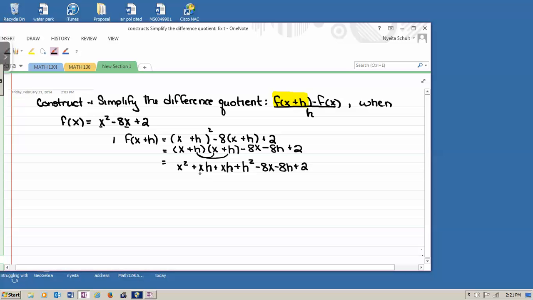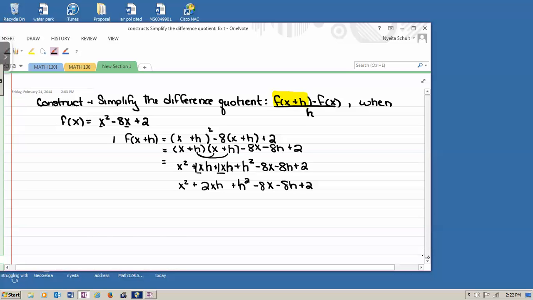Combining like terms, the only like terms we have are the ones here in the middle. 1 and 1 of those xh terms gives me 2xh terms. In fact, every time you multiply this x plus h quantity squared out, the result is going to be this x squared plus 2xh plus h squared. And then you still have the minus 8x minus 8h plus 2.